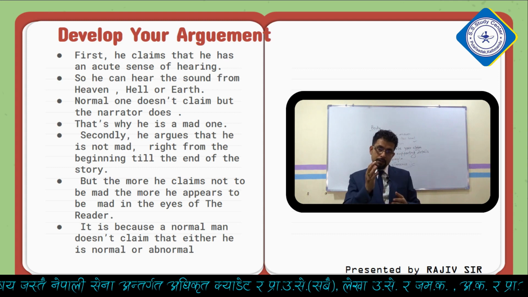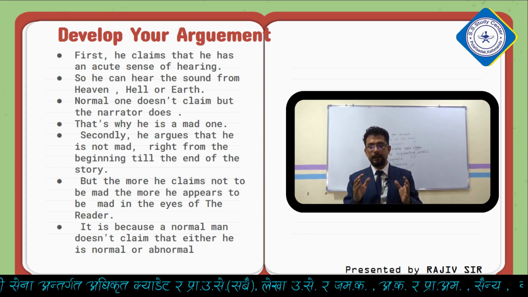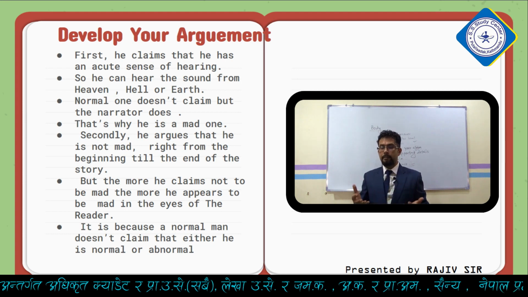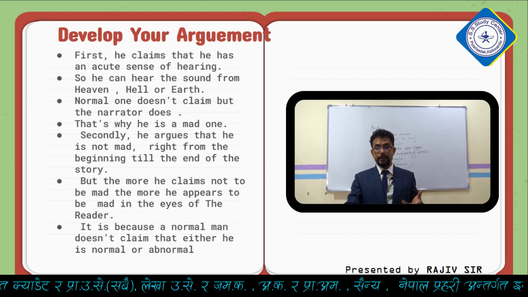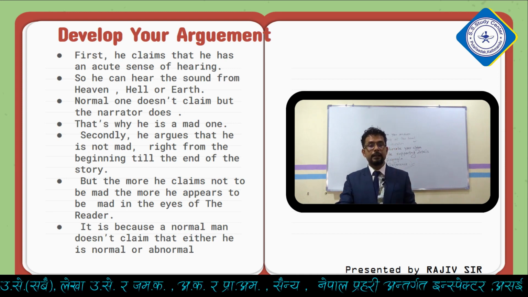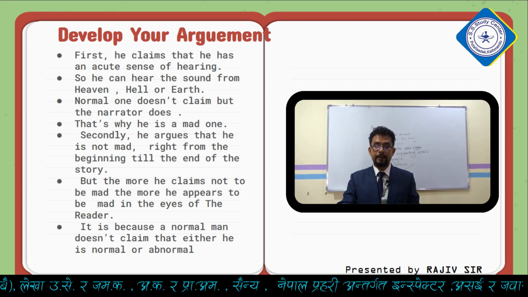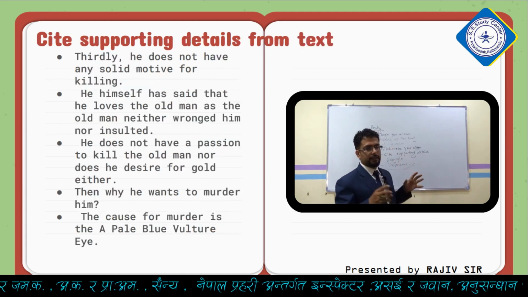It is because a normal man does not claim that he is normal or abnormal. But here he claims that, and that's why he is a madman. Is it clear? Now you may be thinking, sir, citing supporting details.